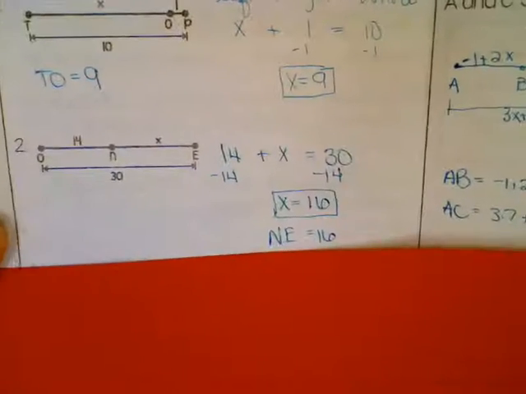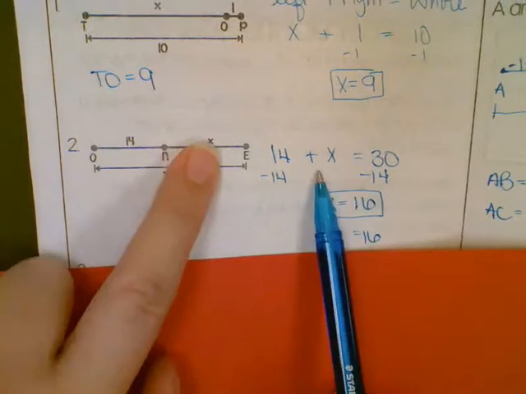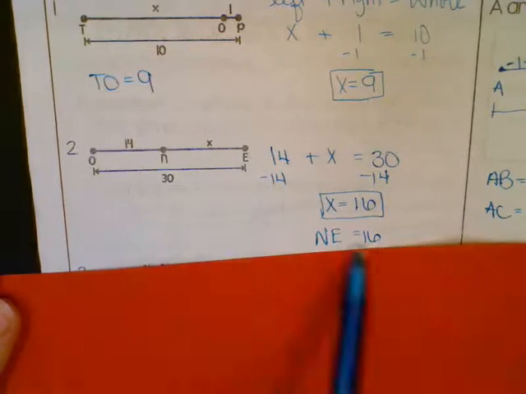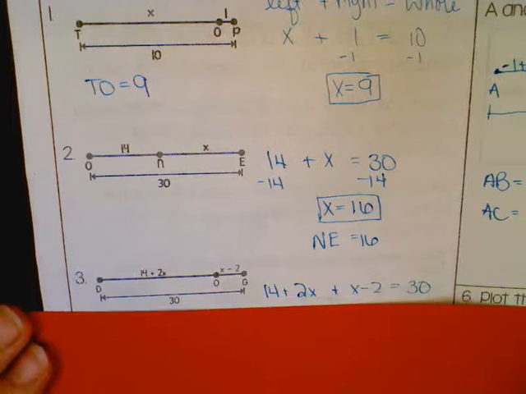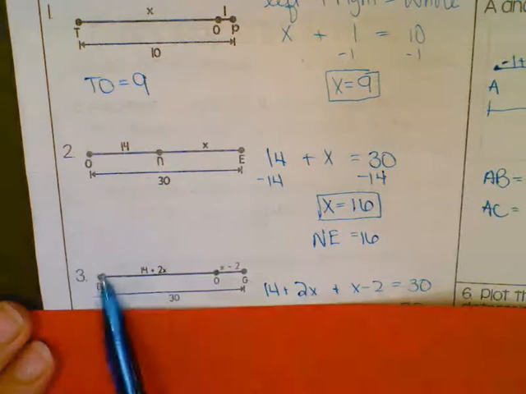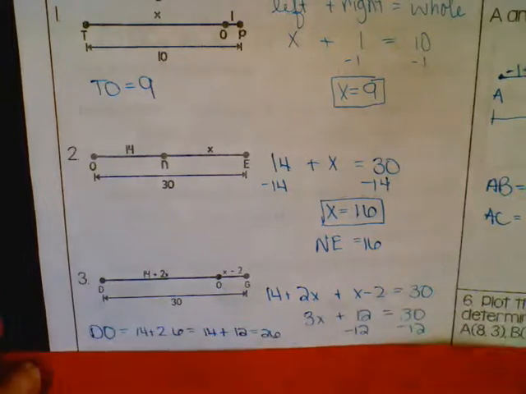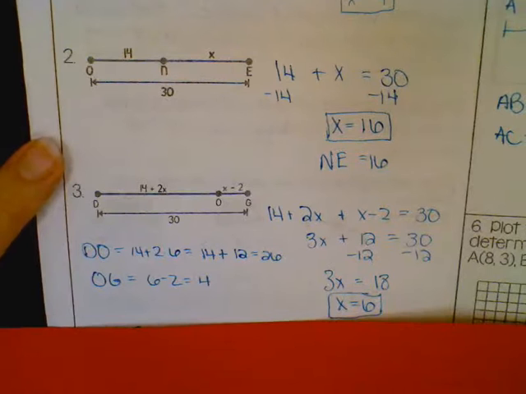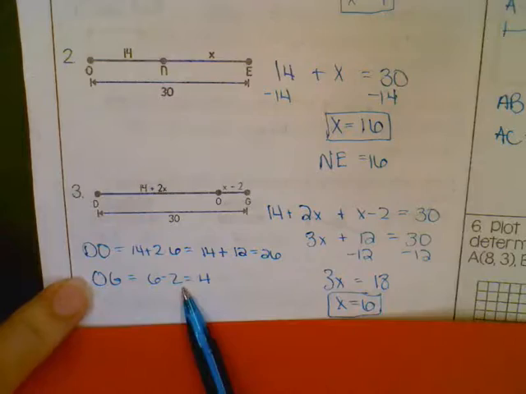Okay, so here we go for number 2. We set up our equation. The left side is 14, the right side is x. Get it to 30. So we get 16, and then that means that this piece was just 16. Okay, so for number 3, we had left plus right equals the whole thing, but now this time our equations are a little bit more complicated. Okay, so the left side plus the right side equals the whole thing. So we did a little bit more algebra there to get that value of x. So I got 6. And then when we plugged it back in, DO was 26 and OG is 4.